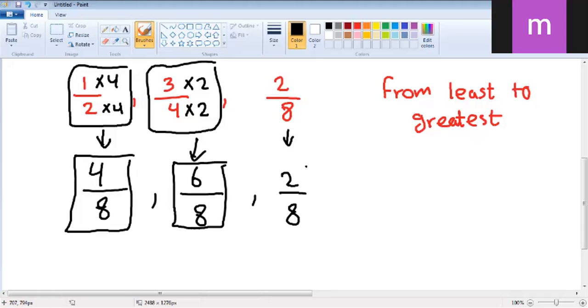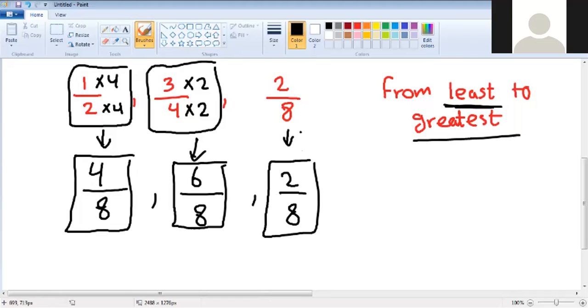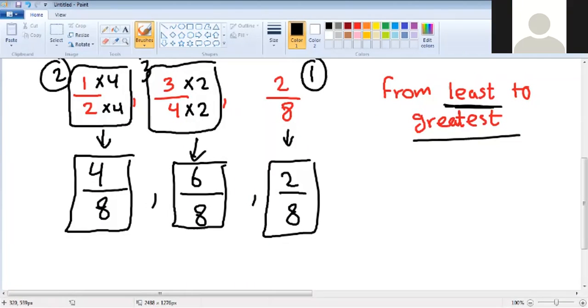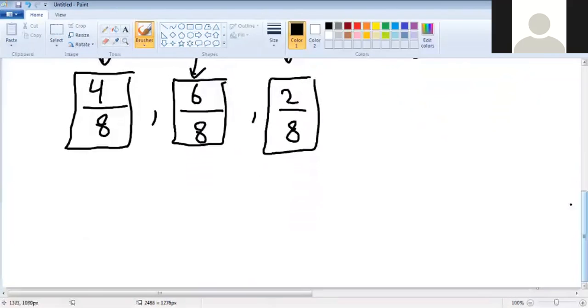Now you can order them from least to greatest. So the first one is 2 out of 8 because 2 is the lowest number. This is the first one. Then for the middle, it's 4 out of 8 because that's half of 8. So this is number 2. And then the last one is 6 because we're taking 6 portions from 8. So that means 2, 4, then 6.